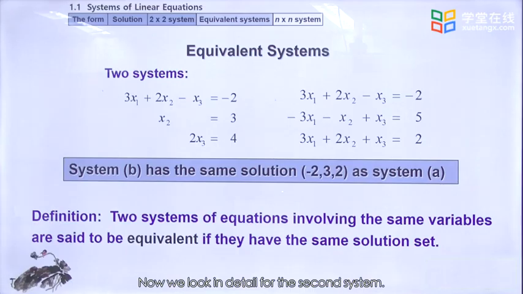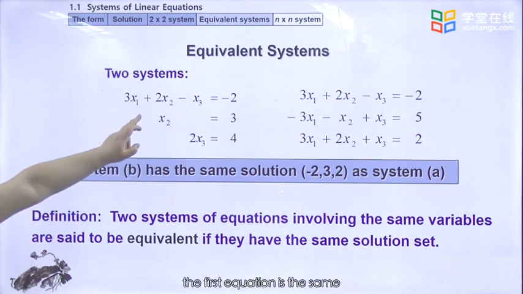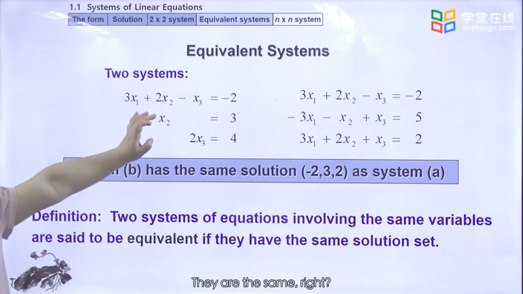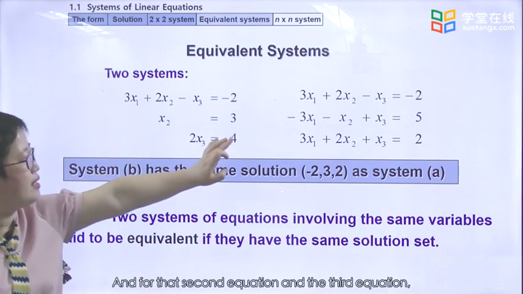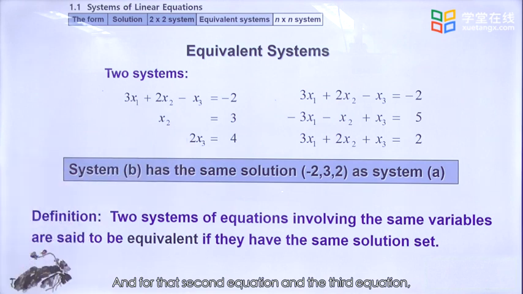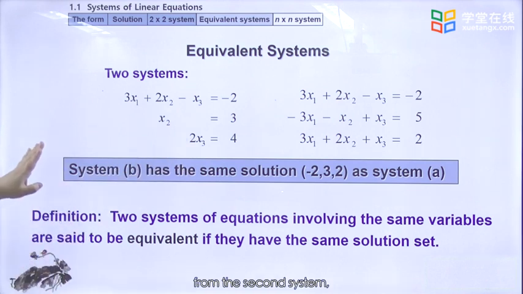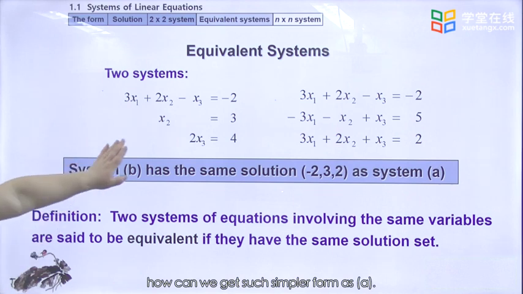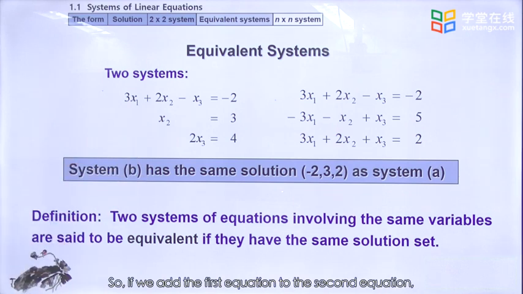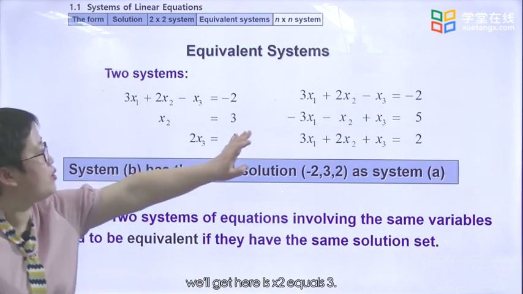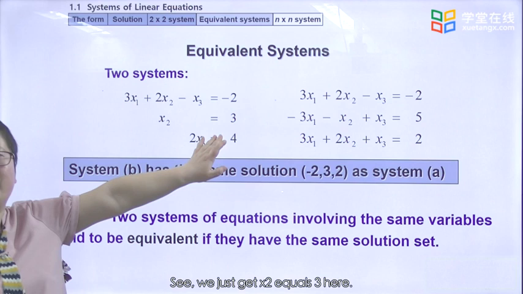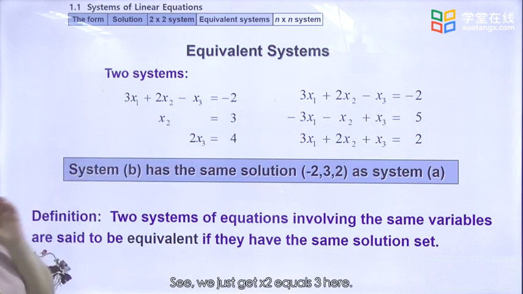So now we look in detail at the second system. We can see that in system B, the first equation is the same as the first equation in system A. They are the same, right? And for the second equation and the third equation, how can we get such a simpler form as A? If we add the first equation to the second equation, we get x2 equals 3. See, we just get x2 equals 3 here.